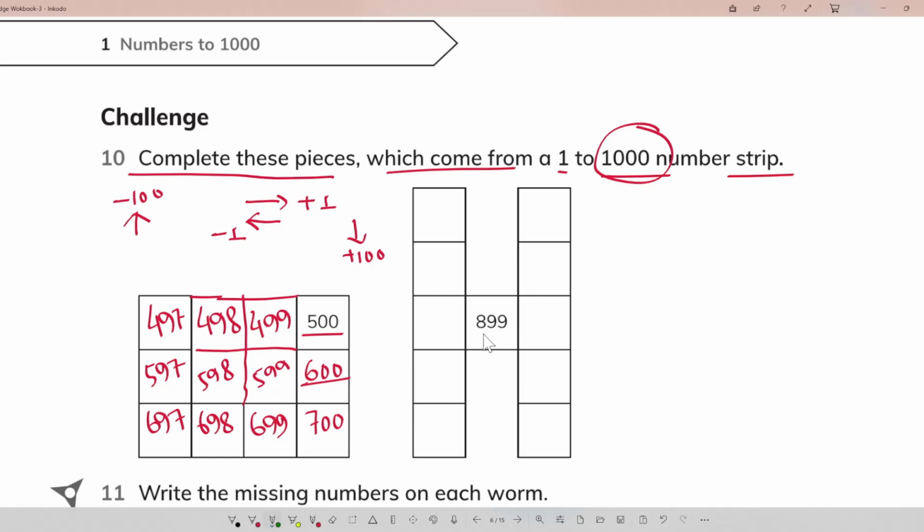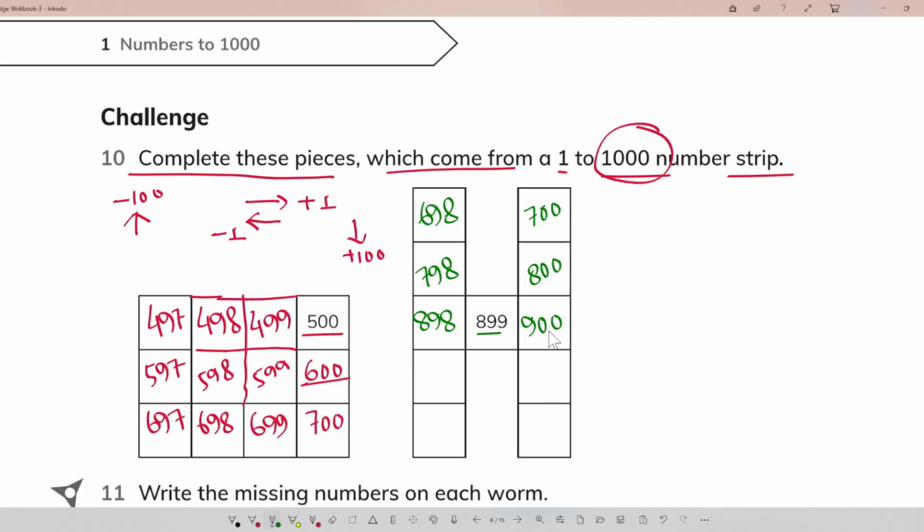So what about here 899? It means here is 900. Okay, so simple thing. And here is 898. Here is 798. Here is 698, and here is 800, and here is 700. Okay, so what about in here?